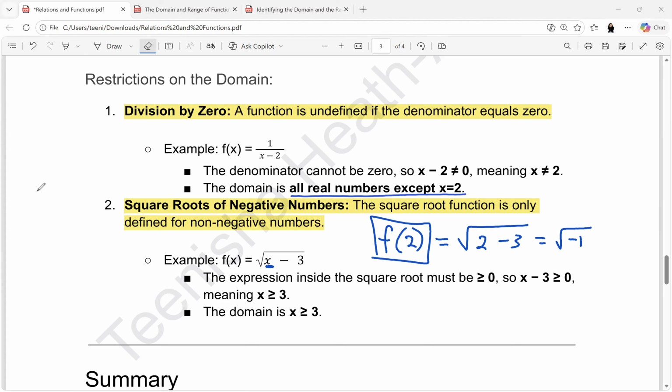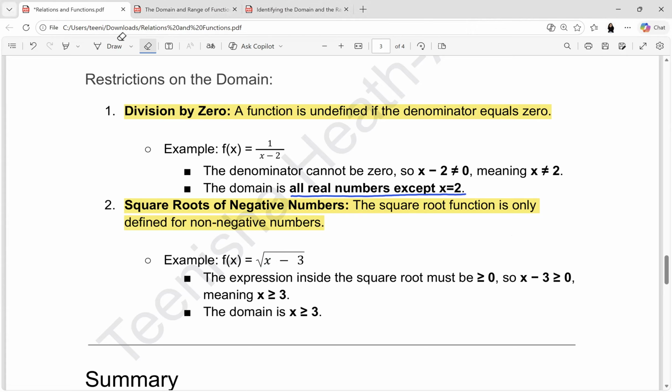All right? In order for the function to exist, whatever is inside here must be greater than or equal to 0. So what you would do is you would take what's inside the square root, which is x minus 3, and you'll make that greater than or equal to 0 and solve this inequality to see what value will be greater than or equal to 0. And so it will be x is greater than or equal to 3, right?